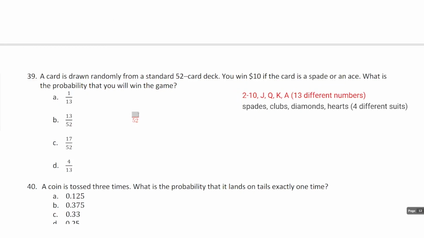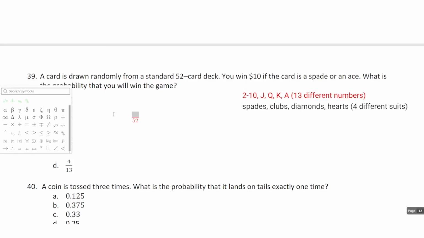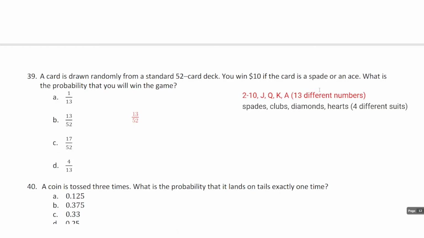So first we start with 13, but then it's not just if it's a spade, it could be an ace or a spade. Since there are 4 aces in a deck, you might think we want to add 4 here, but one of them is going to be a spade, and we've already accounted for that. So there's only 3 more aces left. So this will be 16 over 52, and if we reduce 16 over 52, we get 4 out of 13.